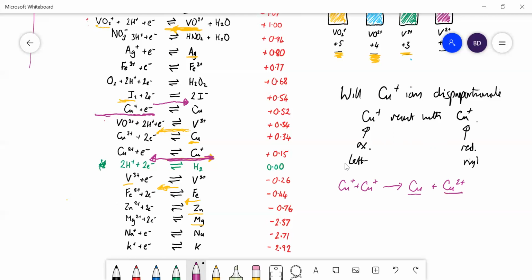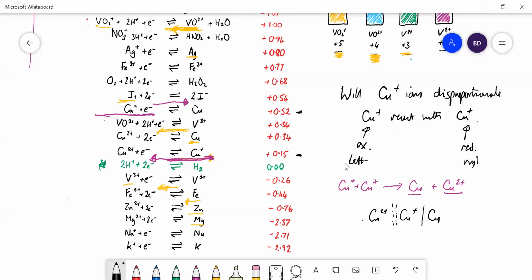Let's just draw a cell diagram for that. So we've got our salt bridge. What's the rule? We put the most positive on the right-hand side. So we put this one on the right, the oxidized form next to the salt bridge, Cu+, phase change, Cu metal, the reduced form. On the left, we put the most negative one, this one here. So that's going to have the oxidized form as Cu2+.